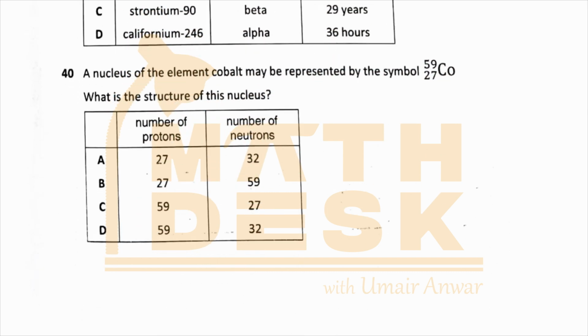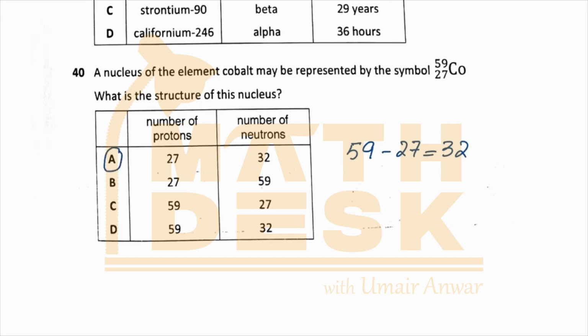The next question says a nucleus of element cobalt may be represented by this symbol. So the proton number is 27 and nucleon number is 59. What is the structure of the nucleus? So we have 27 protons and 32 neutrons. So number of neutrons could be found when we subtract number of protons from the nucleon number, which is equal to 32. So part A is representing the structure of the nucleus.